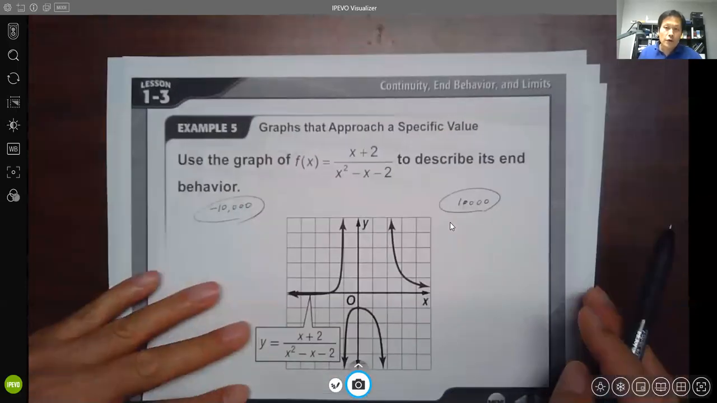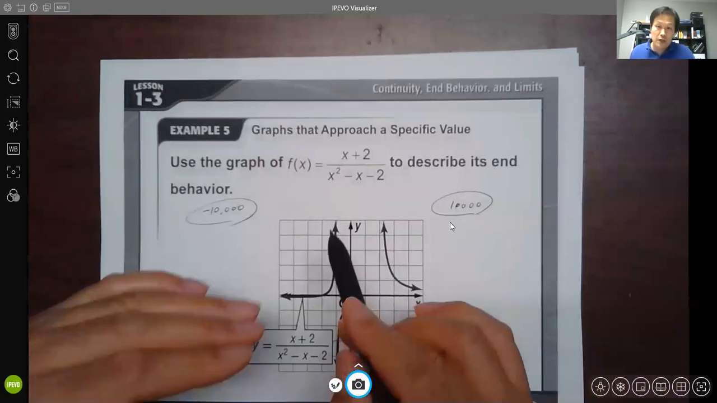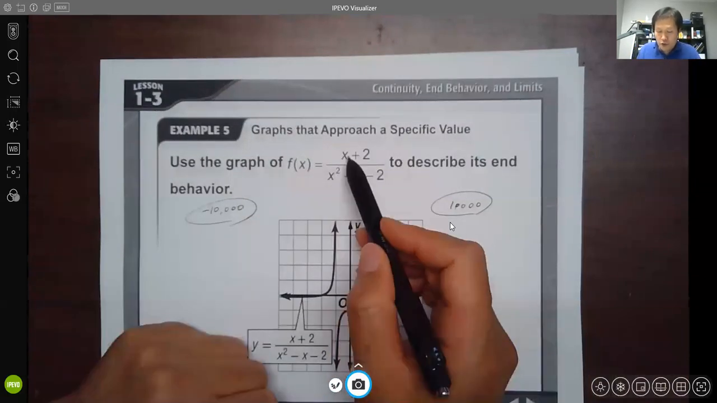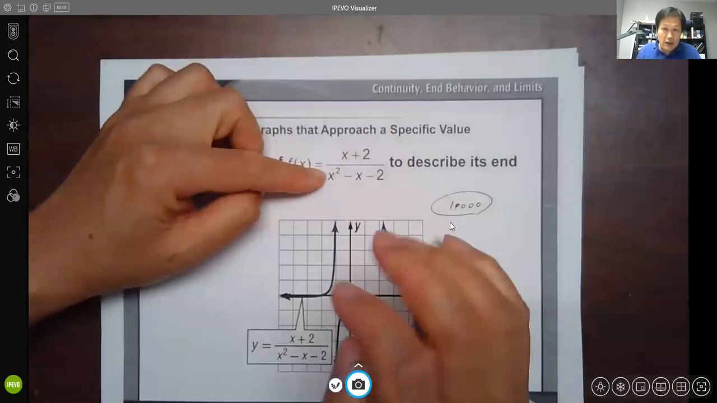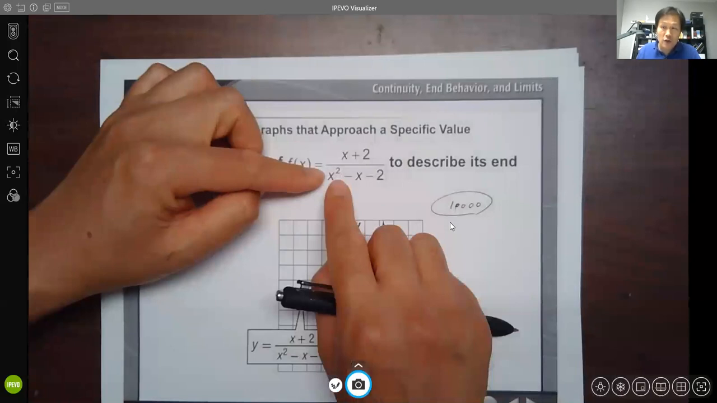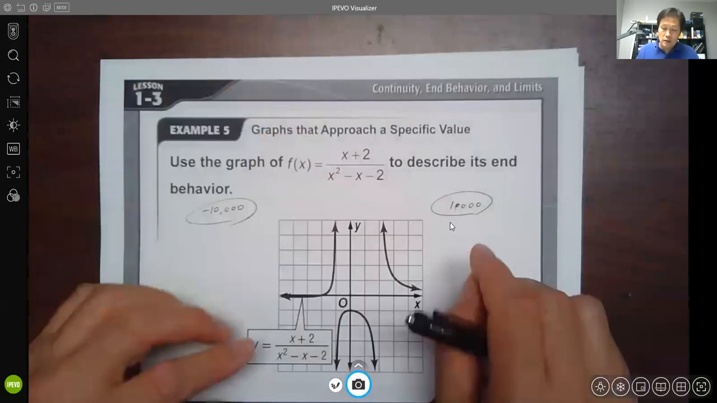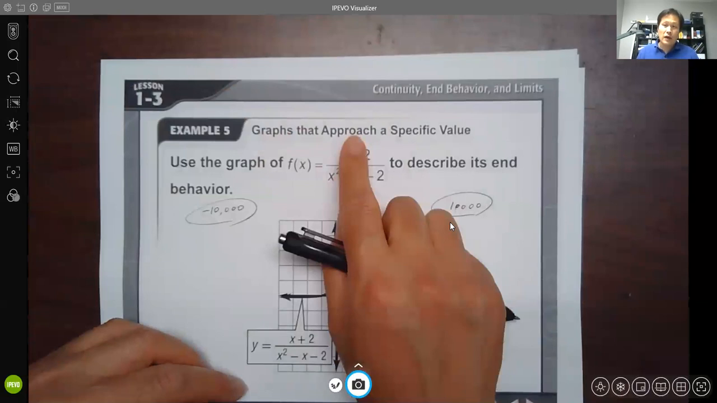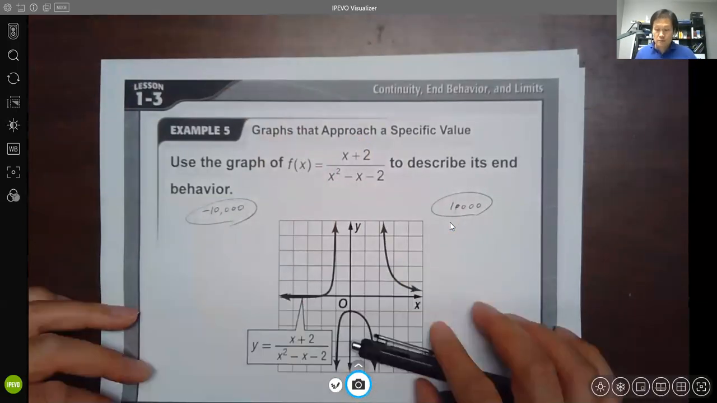Another way for you to tell end behavior, and you can only use it for end behavior, is the power of x. Compare the power of x in the numerator and the power of x in the denominator. If the denominator has a higher power than the numerator, end behavior will always be 0, left and right. So x squared has a second power, while x in the numerator is only first power. It doesn't matter, end behavior for both sides will be 0 and 0.